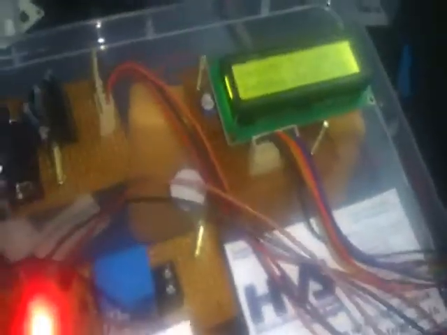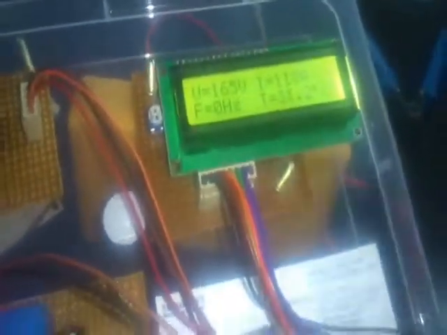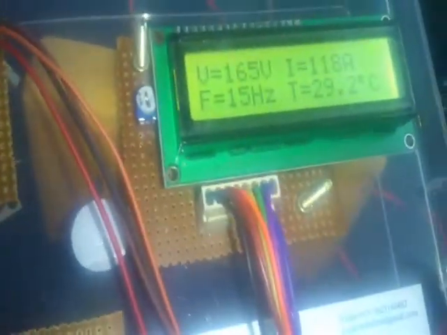Now coming to the frequency, if I just remove the supply, this is the optocoupler which measures the frequency. We just remove it. There is no supply, so the frequency will be 0 Hz. And if I just plug it back in, I will get the frequency back.